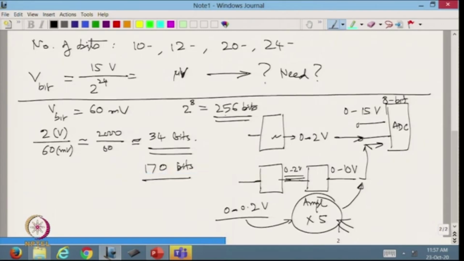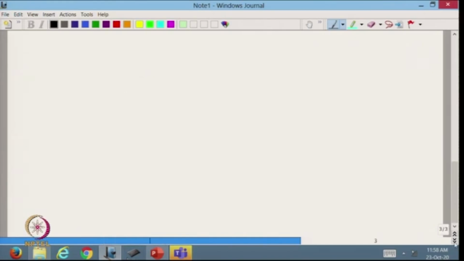Can we match it exactly to 256 bits? Well, this would mean that you would have to have an amplification of 15 by 2 or 7.5. If this is possible in the digital world, we can do it. Otherwise, it is best that we remain slightly below 7.5, so that we do not end up getting into the problem of the saturation.